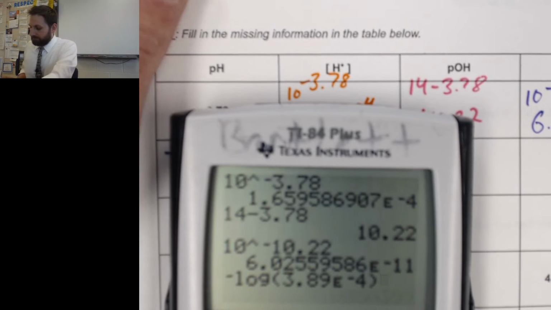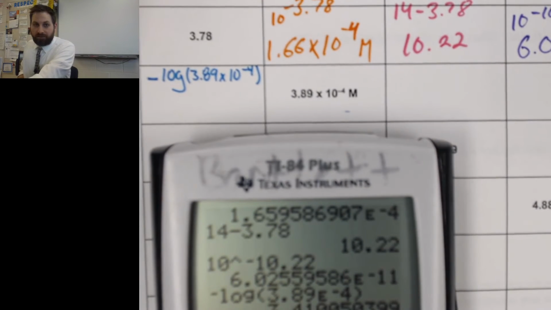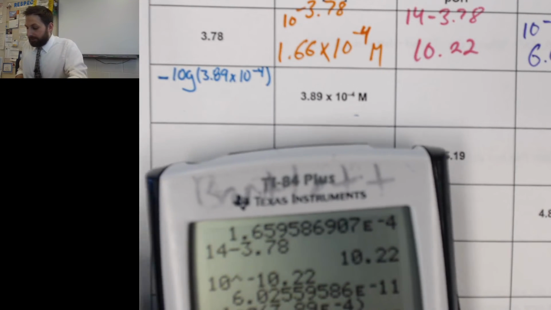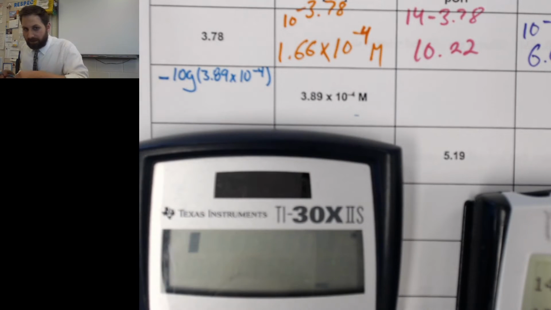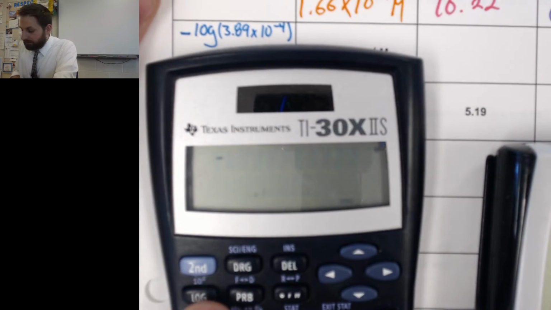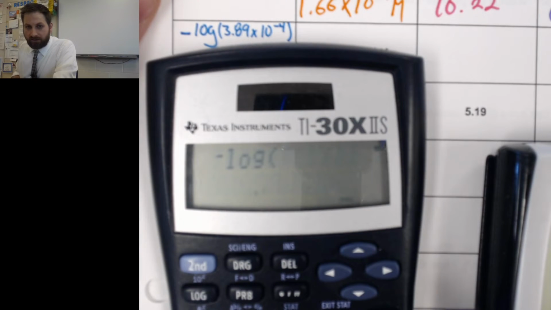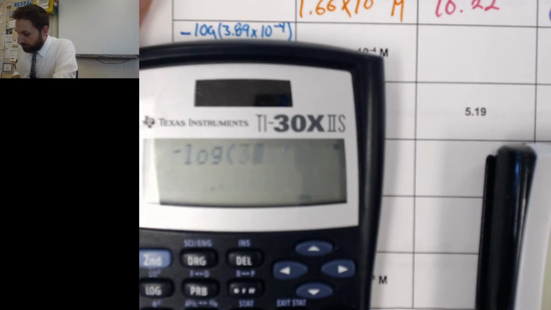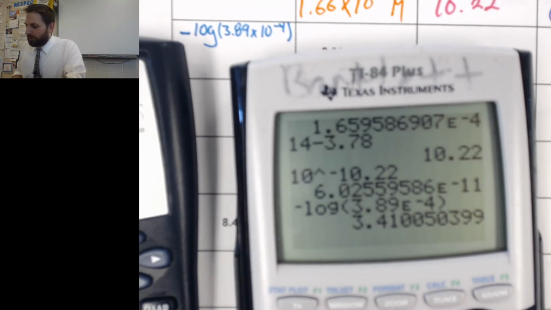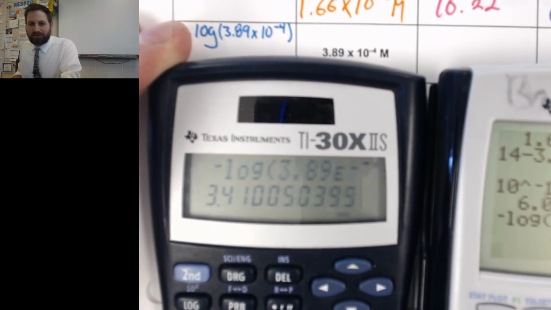And hit enter. Now, if you do not have a fancy graphing calculator, that's all right. Let's try it on a TI-30. This is my jam right here. So I'm going to hit the negative button. The log button is right under the 2nd. Log, same thing. 3.89 E negative 4, end parentheses, and hit enter. Just because this calculator costs $100 more doesn't matter. Look, got the same answer.